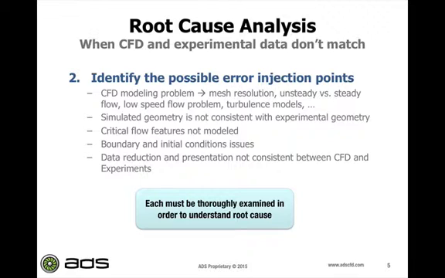The fourth and most important item in solving the problem is your boundary conditions and initial conditions, so we have to pay attention to those areas. The last category is that we need to understand how the experimental data is being reduced and how it is presented consistently between CFD results and experimental data. Those five areas need to be checked to figure out why CFD results are not matching experimental data.